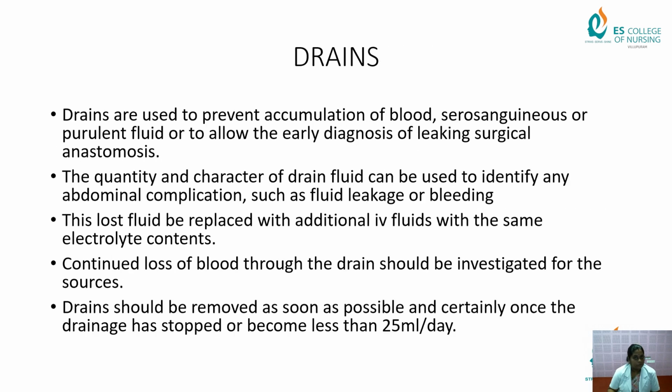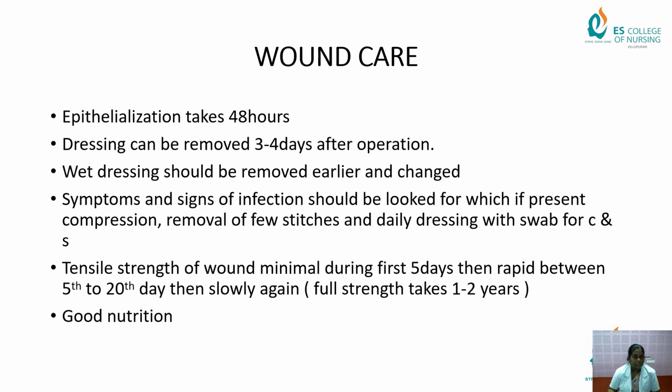Drains. After surgery, some patients have a drain or two. Drains are used to prevent the accumulation of blood, serosanguineous and purulent fluid, and allow early diagnosis of leaking of the surgical anastomosis. The quantity and character of the drain fluid can be used to identify abdominal complications such as fluid leakage and bleeding. This lost fluid should be replaced with additional IV fluids with the same electrolyte content. Continued loss of blood through the drain should be investigated for the source. Drains should be removed as soon as possible, and certainly once the drainage has stopped or become less than 25 ml per day.